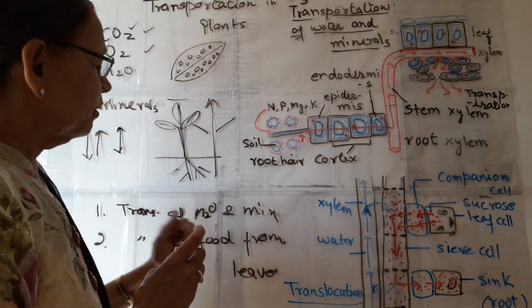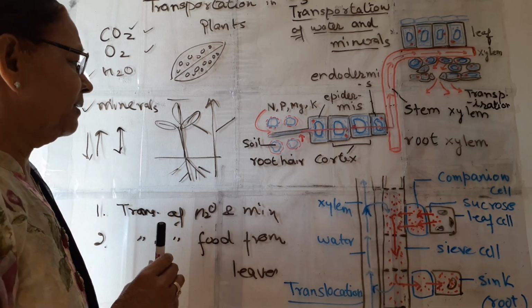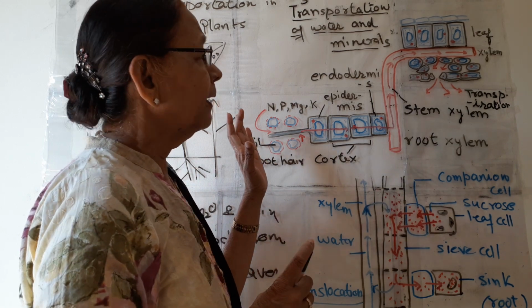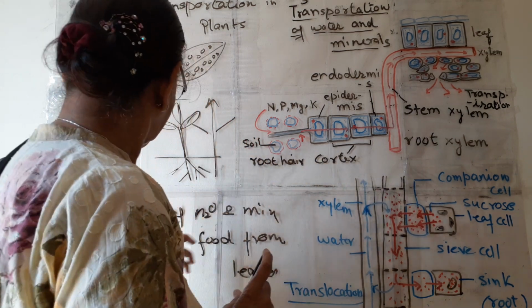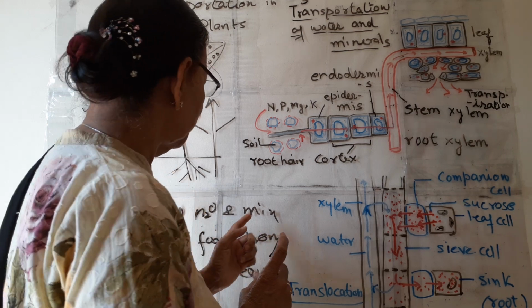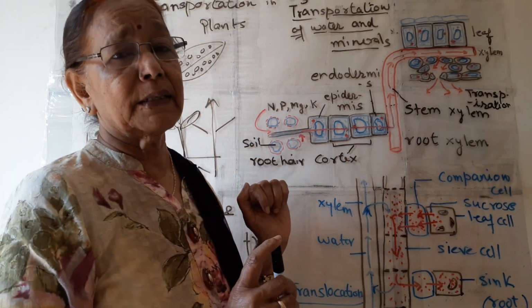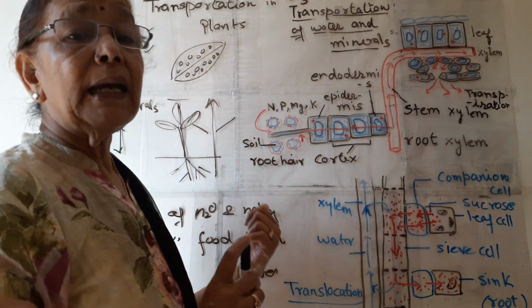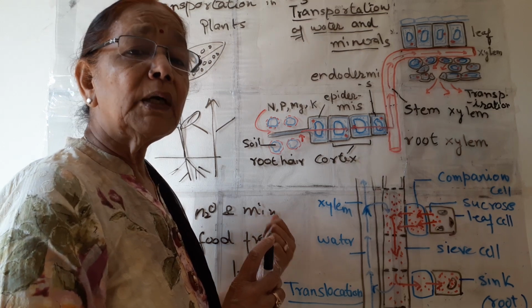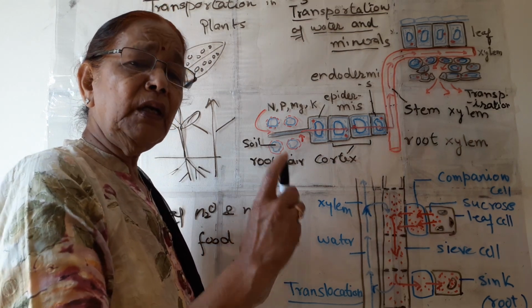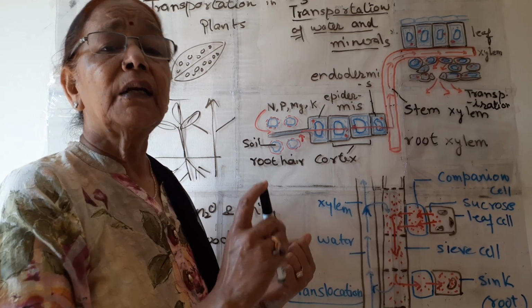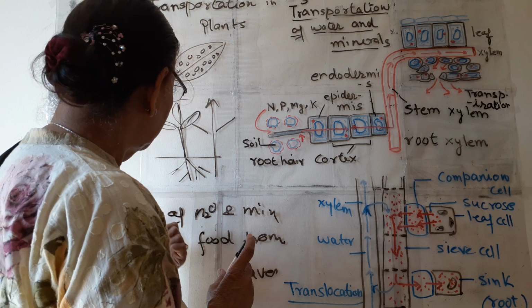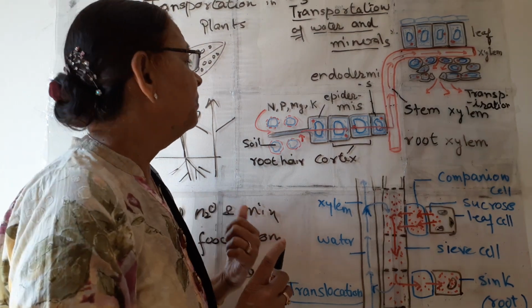First, transportation of water and minerals. Now look at this diagram. This is the diagrammatic representation of transportation of water and minerals in plants. Transportation of water and minerals is also known as ascent of sap. What is sap? Sap is water in which minerals are dissolved. So it is also known as ascent of sap or just transportation of water and minerals.